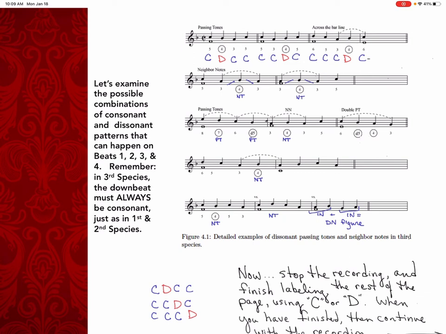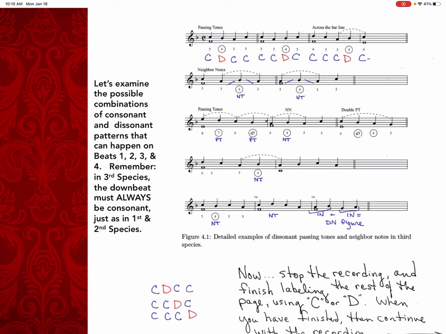Okay, so we're just going to see how these different patterns work out. Let's look at the top one. Okay, so we've got consonant, dissonant, consonant, consonant. 5, 4, 3, 5. Let's go on to the next one. Consonant, consonant, dissonant, consonant. The numbers are 5, 3, 4, 5. Now the last one is going to go across the bar line. Consonant, consonant, consonant, dissonant, consonant. And the numbers would be 6, 5, 3, 4, 6.